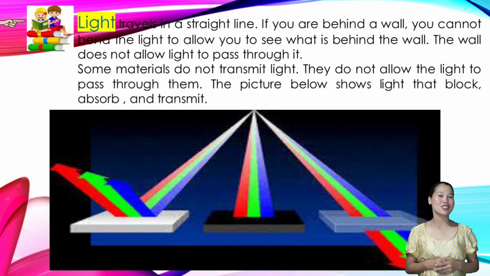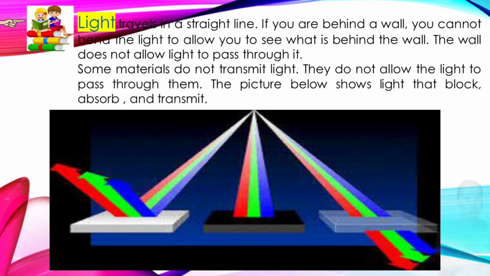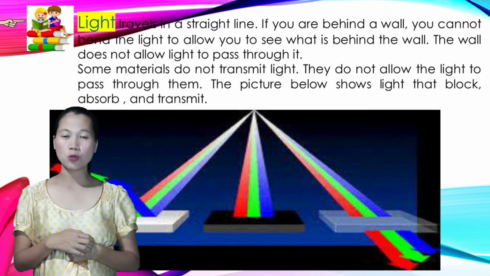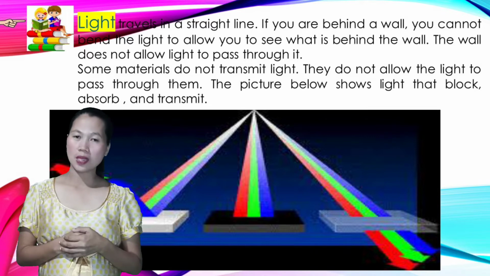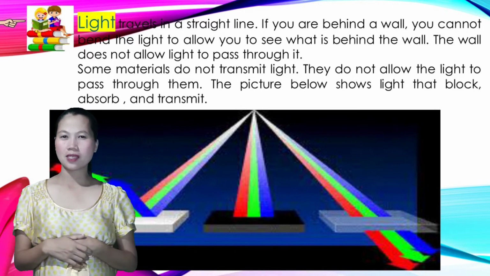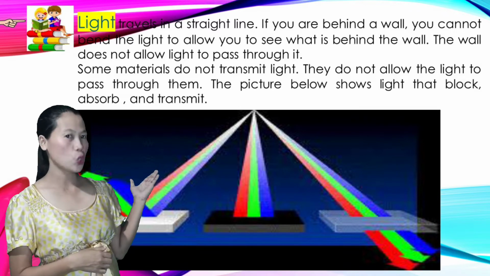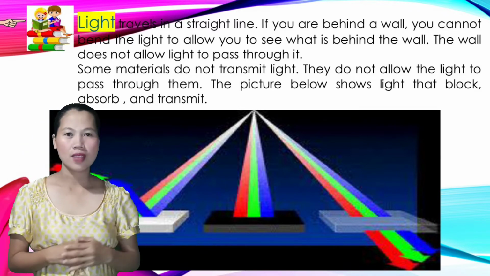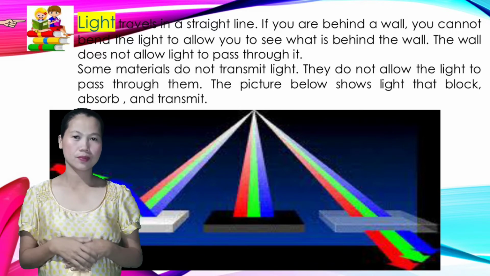Light travels in a straight line. If you are behind a wall, you cannot bend the light to allow you to see what is behind the wall. The wall does not allow light to pass through it. Some materials do not transmit light. They do not allow the light to pass through them. The picture shows light that is blocked, absorbed, and transmitted.